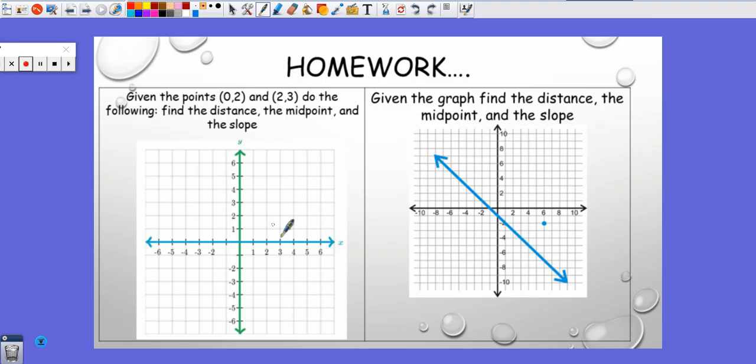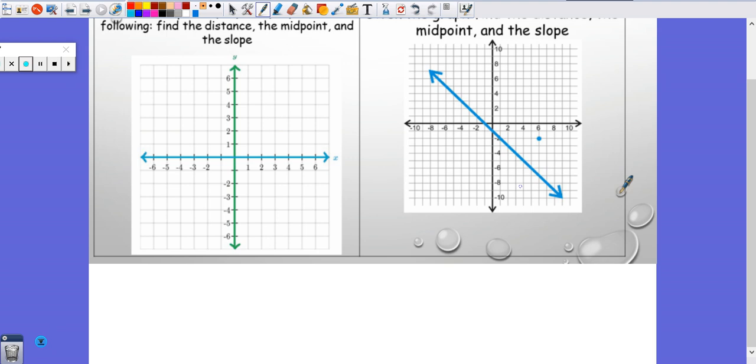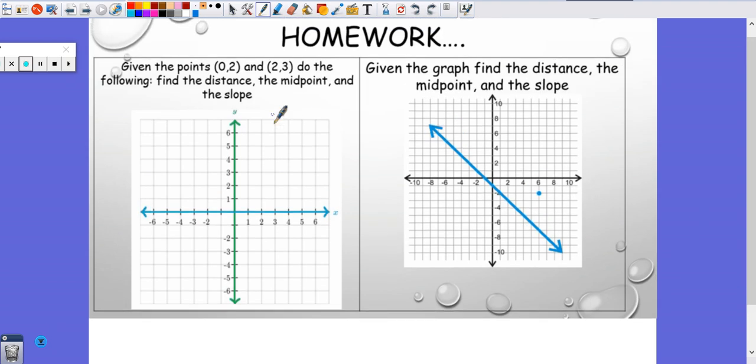Okay, so let's go to this next one. It says, given the points, do the following and find the distance, the midpoint, and the slope. So here I'm going to graph this, and I am going to use all of the graphing methods to help me find the distance, midpoint, and slope. And then here I'll use the equation methods.